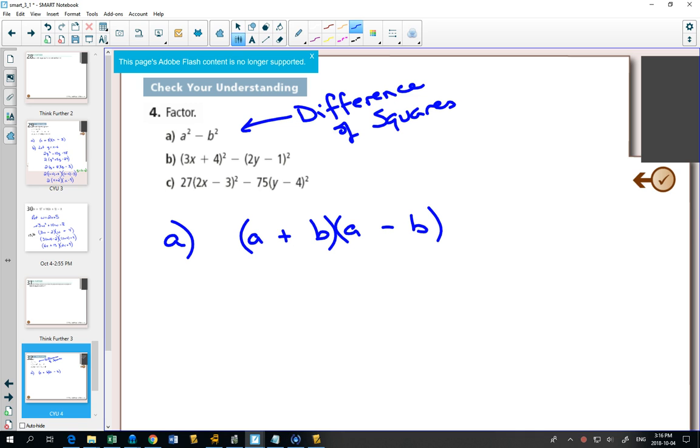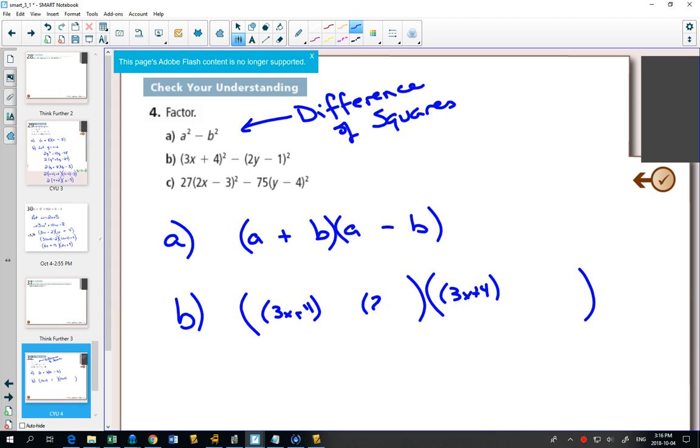Even if the first and the last things don't look pretty, but one of them is squared and the other one is squared with a minus sign in between, you can take the first one, 3x plus 4 and 3x plus 4. You can take the second one, 2y minus 1, 2y minus 1. One of them will be adding, one of them will be subtracting. But after doing that, we might have some like terms.